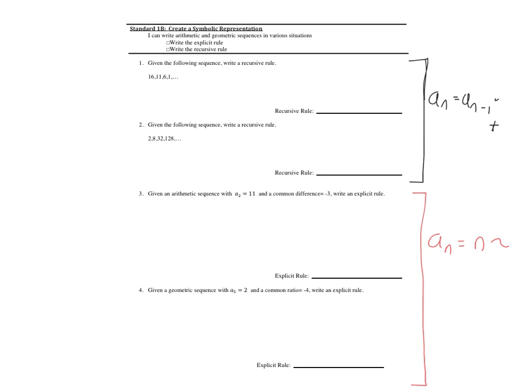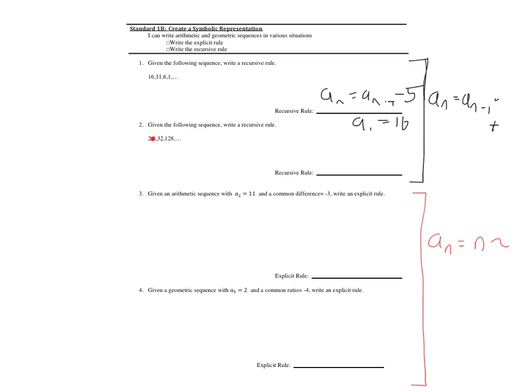So what I would write for this problem, the recursive rule would be a sub n equals a sub n minus 1. And what that really means is just that these two things are relating the previous term to the next term, and then how do I get there? I just am going to subtract 5, and I'm just going to specify that the first value is going to be 16.